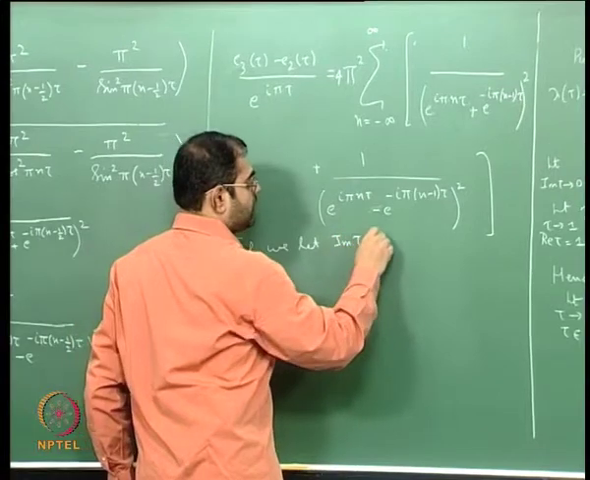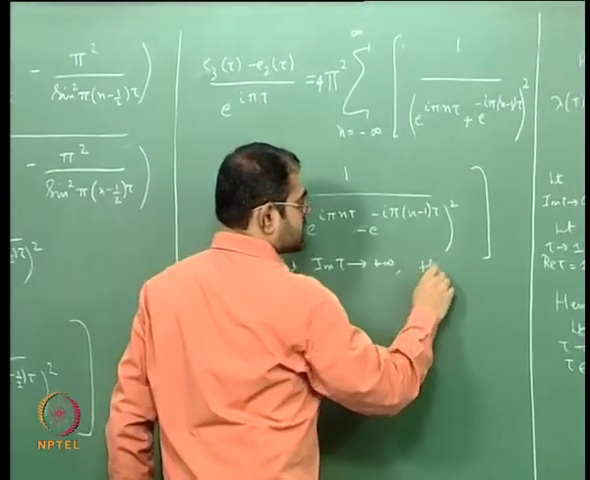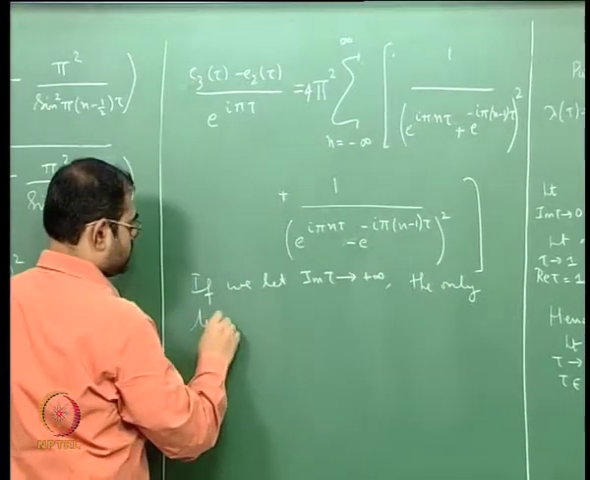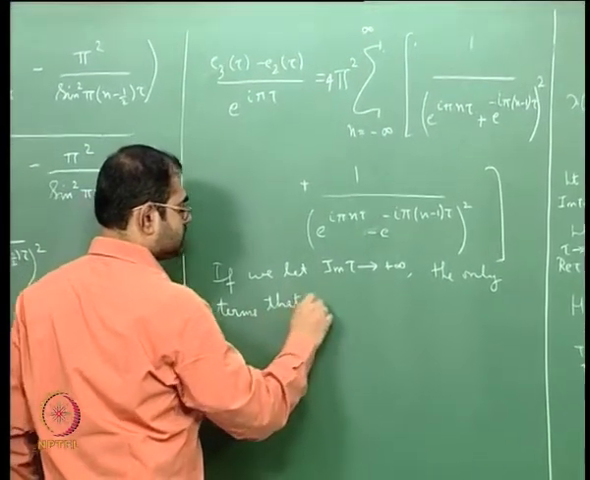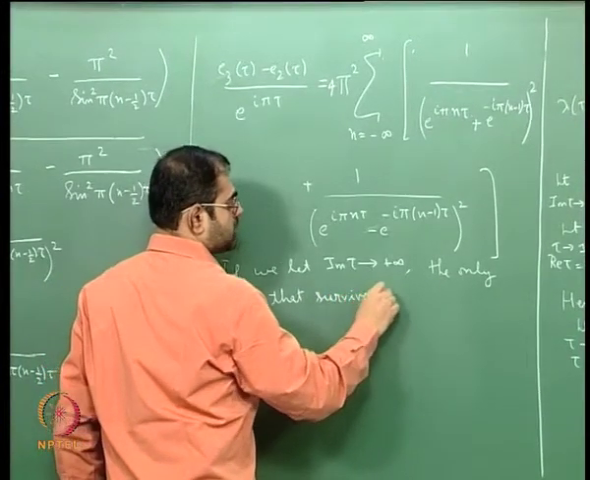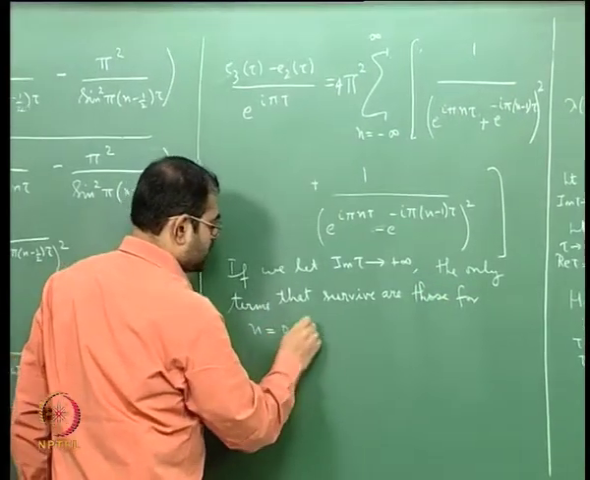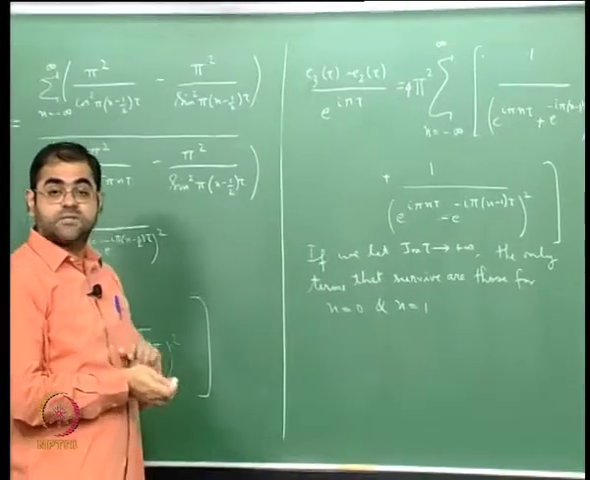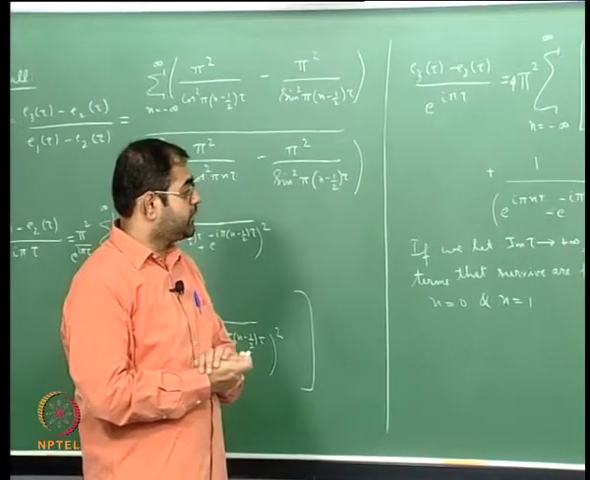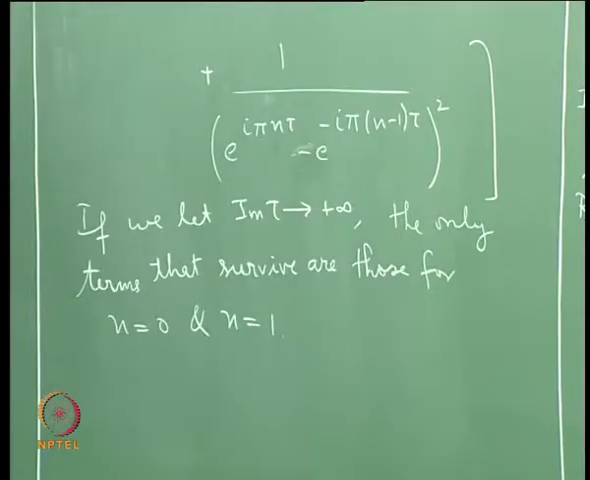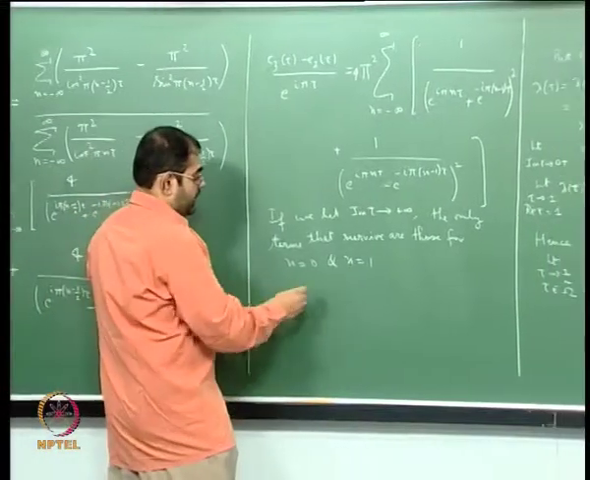So you see if we let the imaginary part of tau tend to plus infinity, the only terms that survive are those for n equal to 0 and n equal to 1. These are the only terms that will survive, okay. So long as n is not 0 or 1, each of those terms is going to go to 0, alright. So if you take the limit as the imaginary part of tau tends to plus infinity, you are going to get only 2 finite non-zero terms.